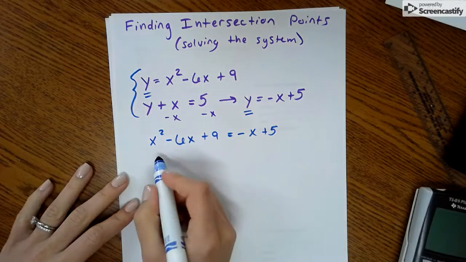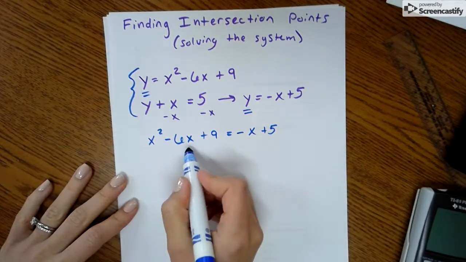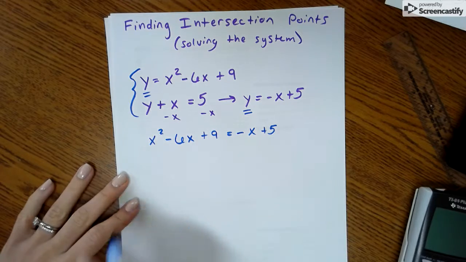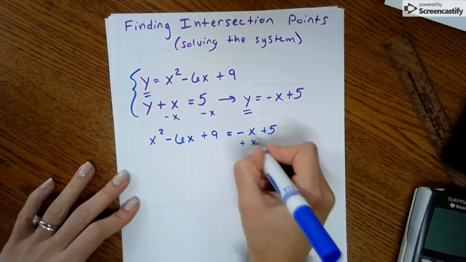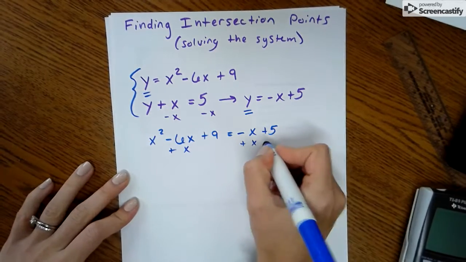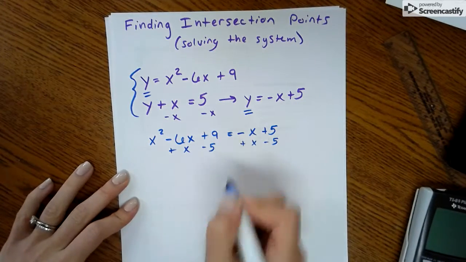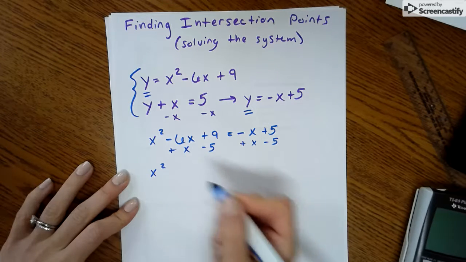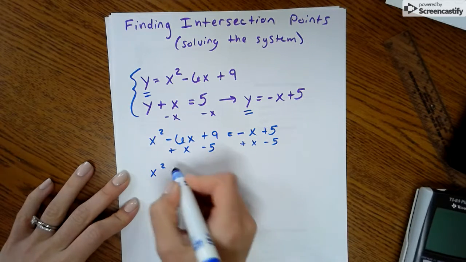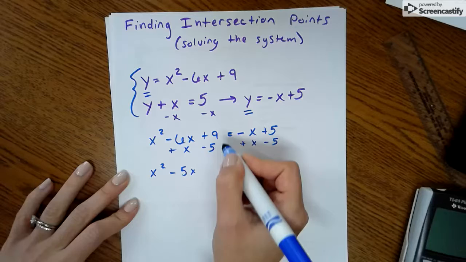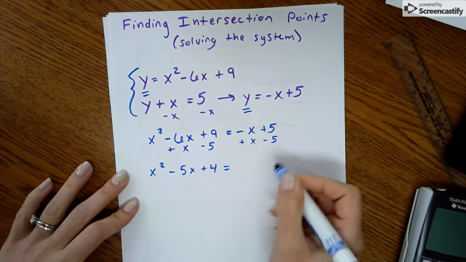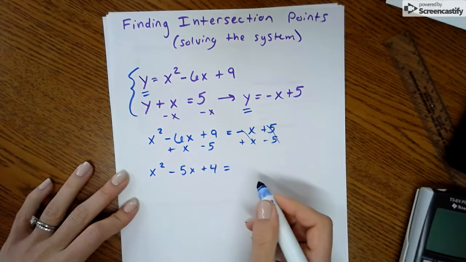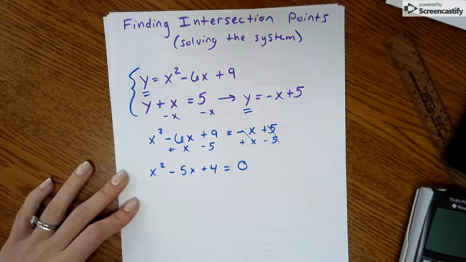So looking at this, when I see an x squared, an x, and then constants, I want to get everything onto one side because I'll probably have to factor it. So I'm going to add x and subtract 5. So I'm going to have x squared, negative 6x plus x is negative 5x, and then 9 plus negative 5, or 9 minus 5, is 4. And then everything over here we zeroed out, so equals 0.